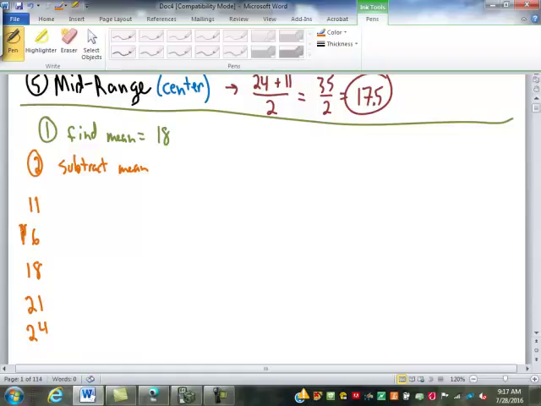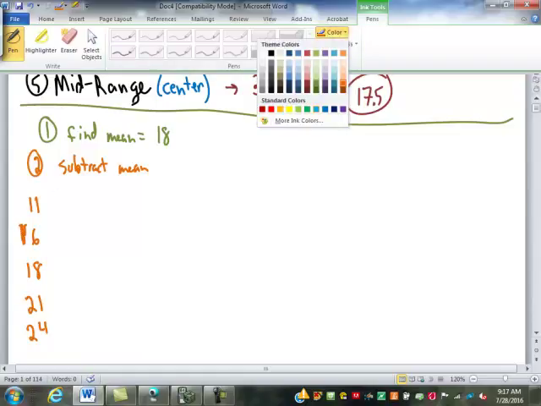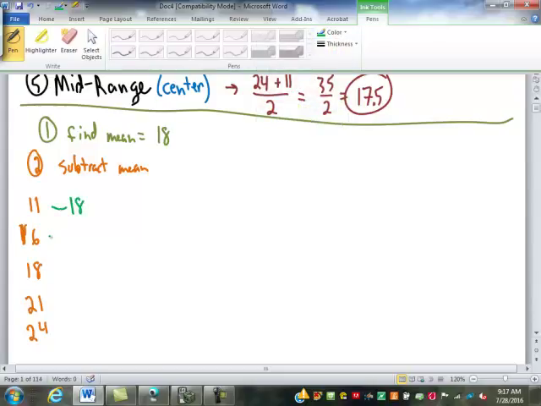So from each of those numbers, 11, 16, 18, 21, and 24, I am going to subtract the mean of 18. So 11 minus 18 was -7. 16 minus 18? -2, yeah. 18 minus 18? Sorry, 0. 21 minus 18? 3. And 24 minus 18? 6. Now if I were to add those up, what should they equal?